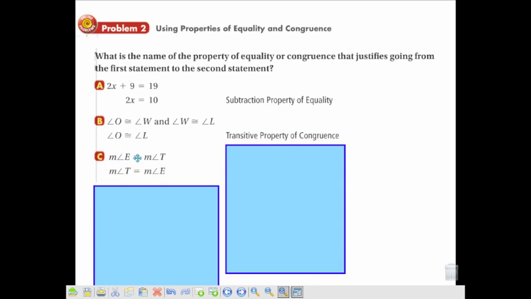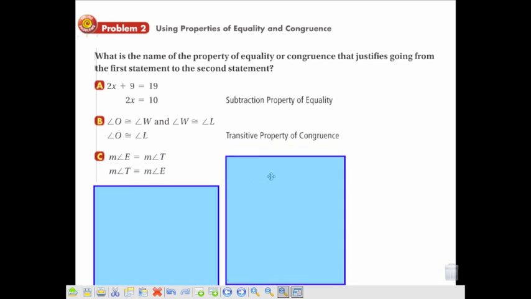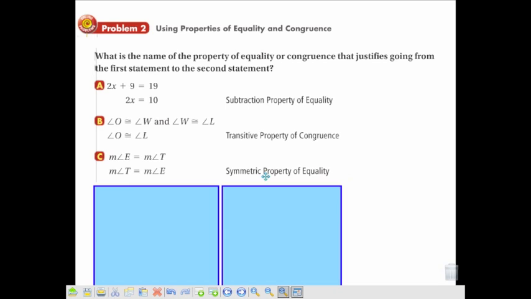The next one, notice we're using equals, which uses the measure of the angles. And all they've done is switch the order. That was our symmetric property.